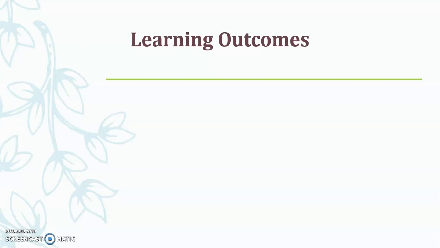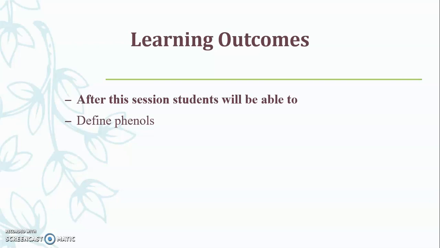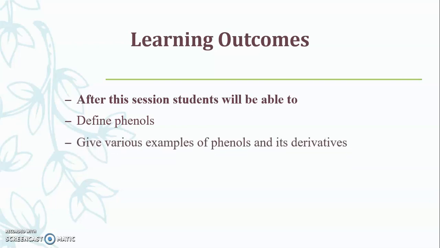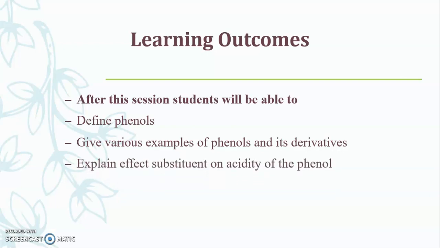Now, first we will discuss the learning outcomes of this session. After this session, students will be able to define phenol, meaning what is the meaning of phenol and what is the structure of phenol, give various examples of phenols and its derivatives, and explain the effect of substituents on the acidity of phenol. So these are the various learning outcomes of this session. Students should be able to explain these things when you complete this particular module.